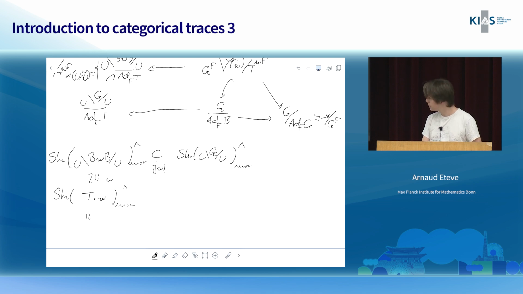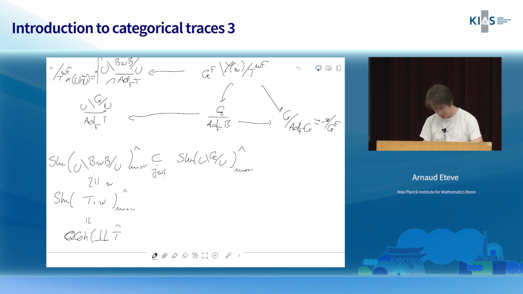And if you recall, this was some kind of QCoh on some disjoint union of all the completions of T-check at all the torsion points.